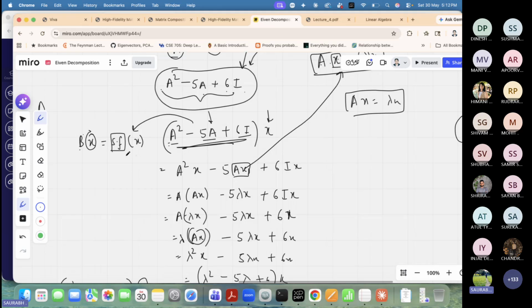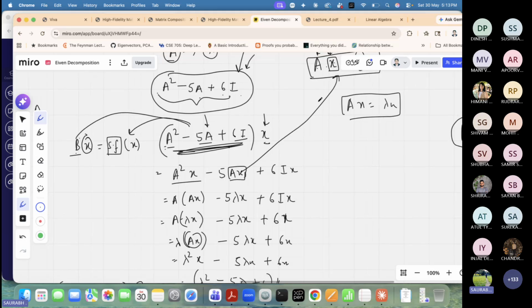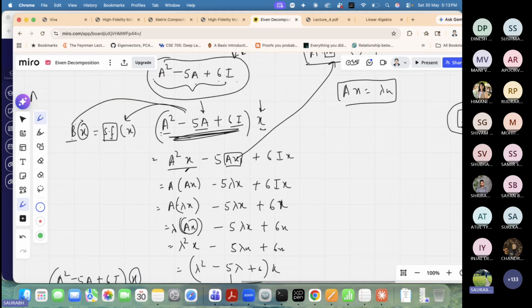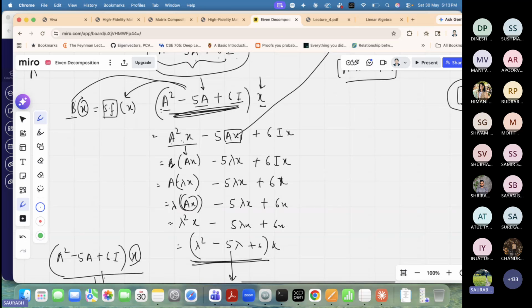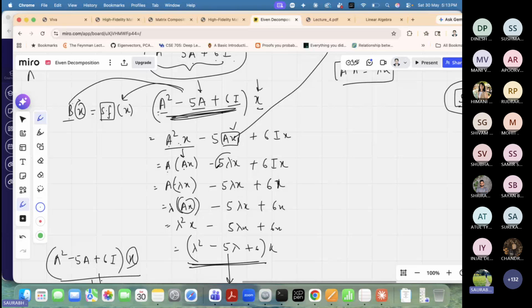I wrote it in this form, B into x, where B is that matrix. Because I already knew that Ax is equal to lambda x, which is given, I just used that property. I decomposed A square x as A into Ax, and Ax is equal to lambda x. This becomes minus 5 lambda x. Then we have Ix, which is basically the identity matrix. If you take the 2 cross 2 identity matrix, 1 0 0 1, times a vector x1 x2, it's the same vector.